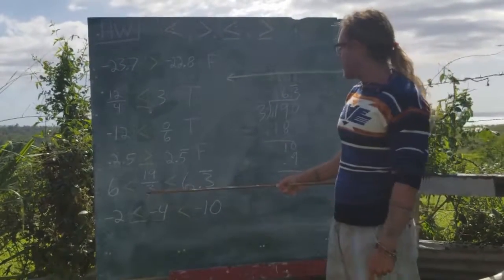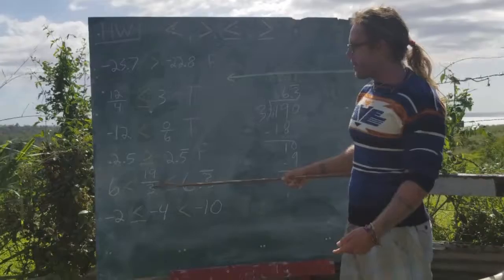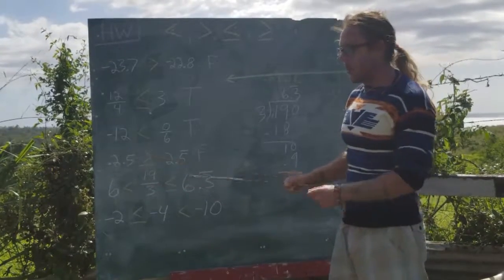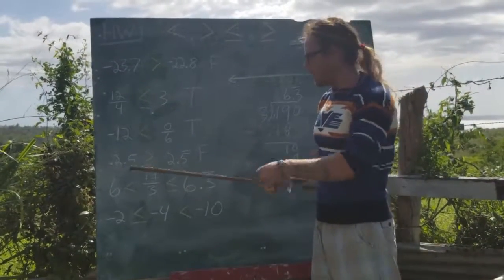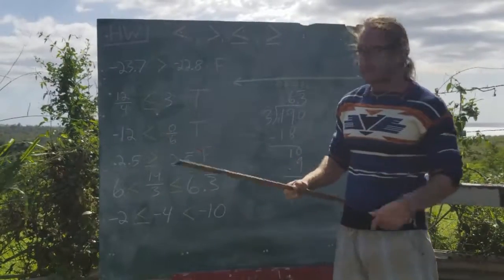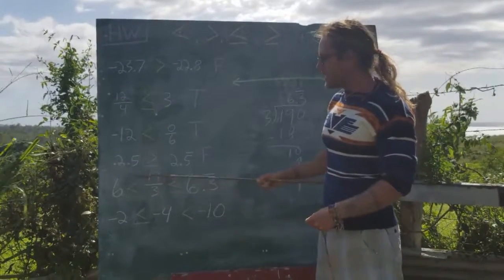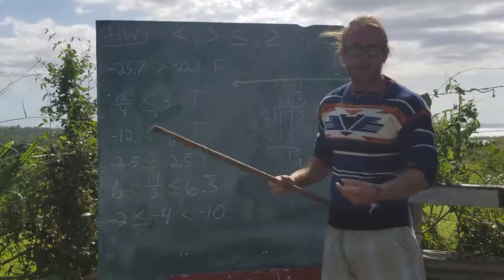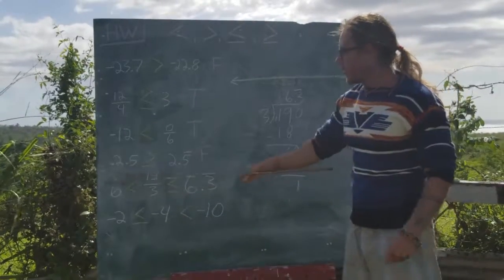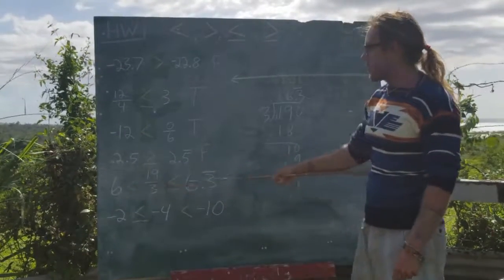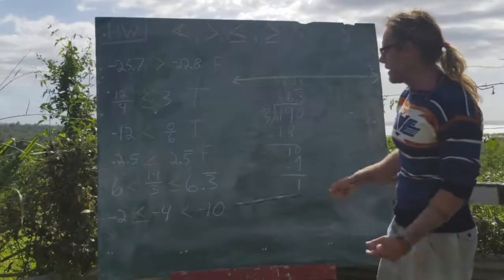In fact, we could convert this to 6 and 1/3 as a mixed number. And with 6 and 1/3, you have 1/3 extra of whatever your whole is, as opposed to just 6. If you're looking at pizzas, this would be 6 pizzas, and this would be 6 pizzas and 1/3 of a 7th. So this portion, at least, of the inequality is correct. 6 is less than 19 over 3.